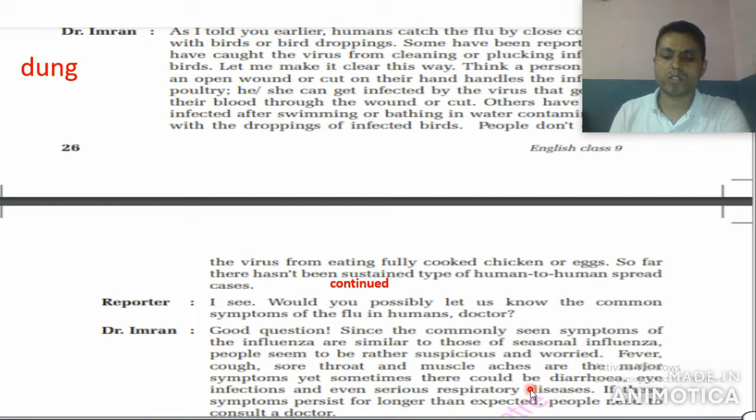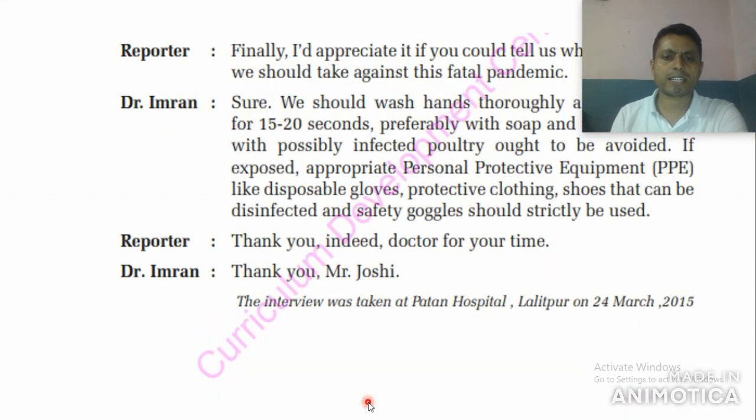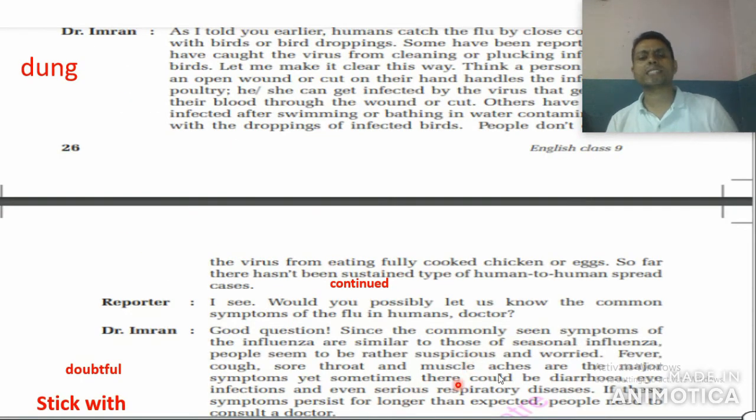So you have to know first its meaning here. Doubtful, suspicious means doubtful. And the next one, stick with. Persist means the symptom remains for a long time. So my dear students, you have to notice these general symptoms of bird flu in human beings.